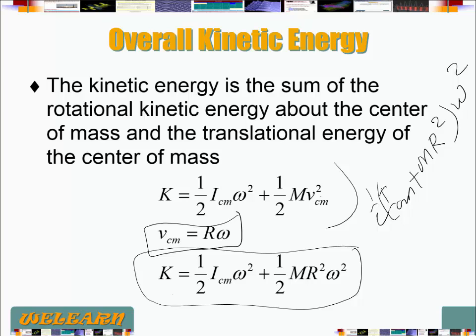Of course, we could have done it the other way, and we could have written it as 1/2 of I center of mass plus m r squared. V is going to be R omega, so omega is V over R, so that's going to be V squared over R squared. So both of these would work. And there is a benefit of writing them out that way sometimes.